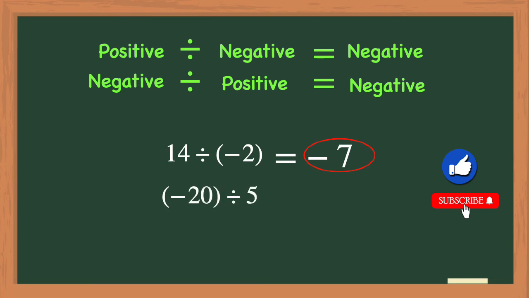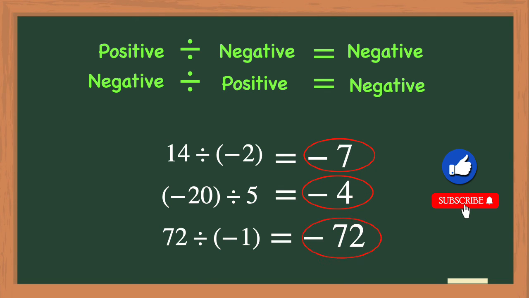This time, the dividend is a negative number. Negative 20 divided by positive 5. 20 divided by 5 is 4, and since we have different signs, the quotient will be negative 4. Positive 72 divided by negative 1. 72 divided by 1 is 72, and since we have different signs, the quotient will be negative 72. So once again, when dividing integers with different signs, your quotient or answer will always be negative.